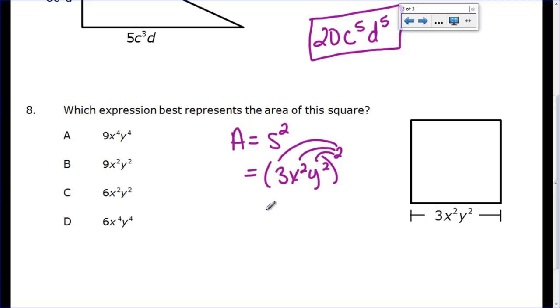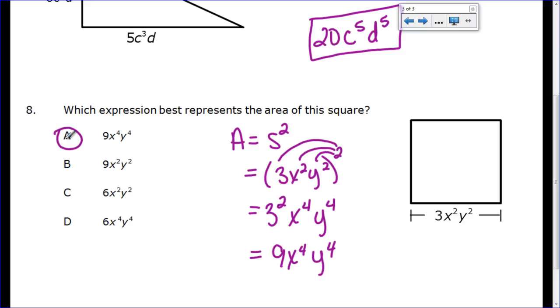So when I distribute it to the 3, I get 3 squared. And then when I do the x, I will multiply my exponents and get x to the 4th. And with the y, I will also get y to the 4th. And then to simplify that, 3 squared becomes 9 and then I have x to the fourth, y to the fourth, and so if you look at your answer choices, A is the one that best represents it.